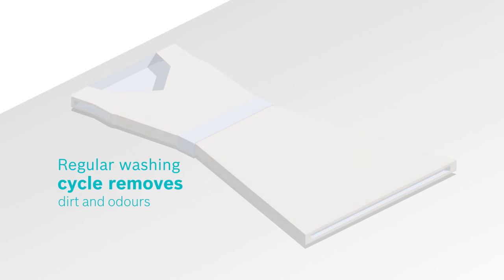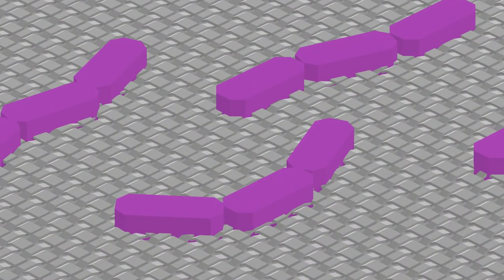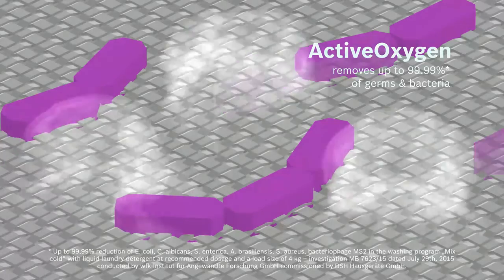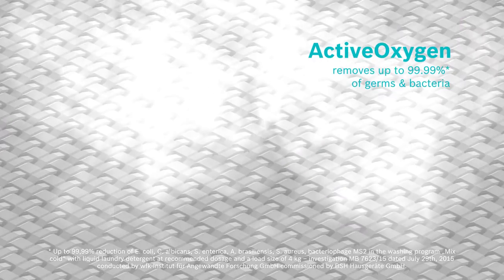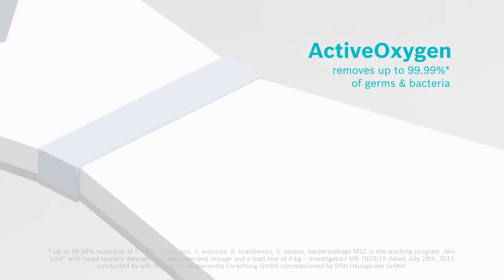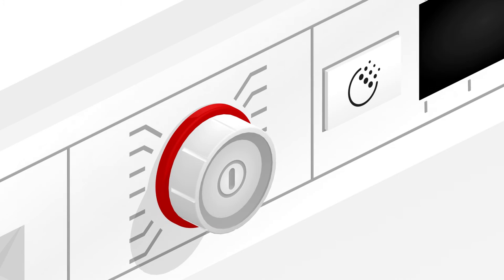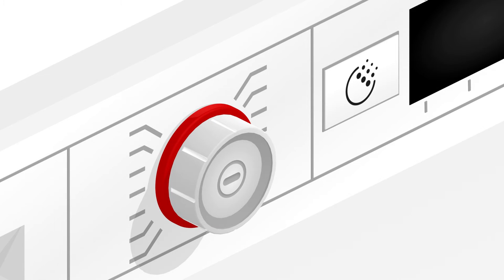The regular washing cycle removes dirt and odors, but this doesn't necessarily mean that germs and bacteria are fully removed. Active Oxygen even eliminates non-visible elements such as germs and bacteria. This way, your laundry will be hygienically clean. Here's how it works. Just select your washing program and add the Active Oxygen option.